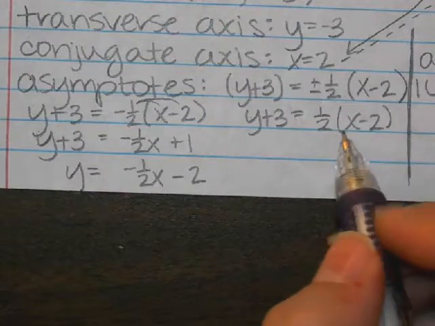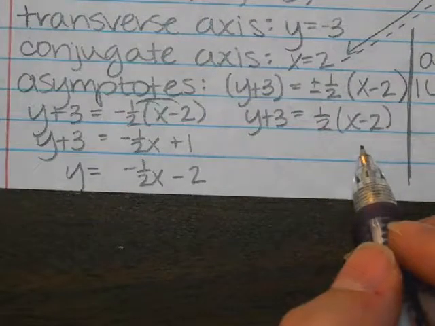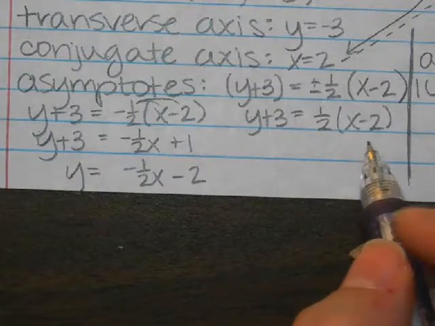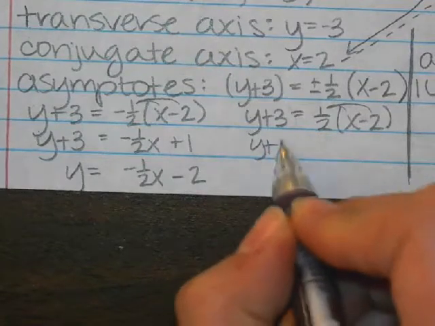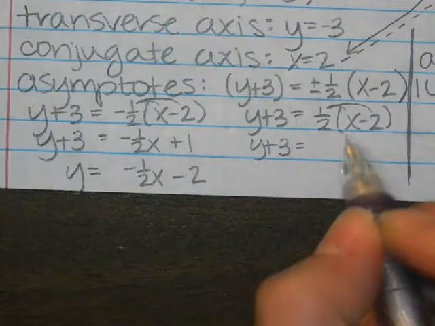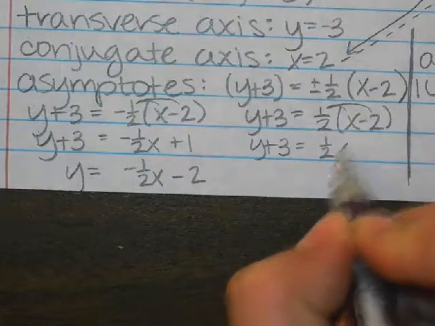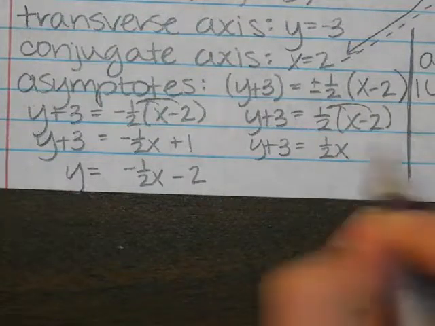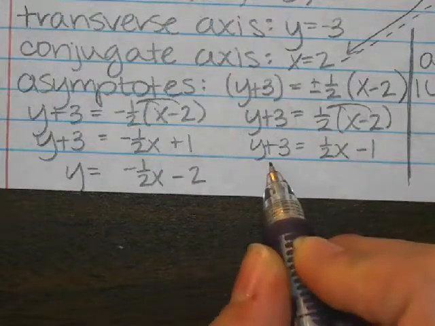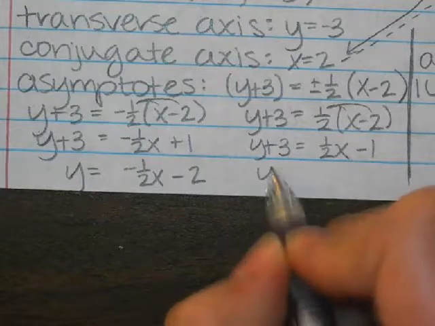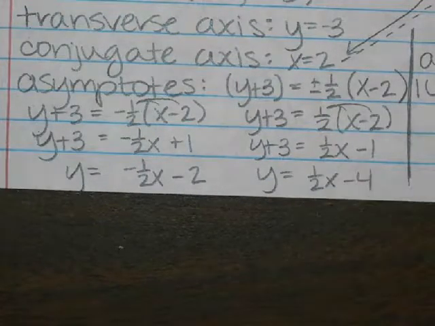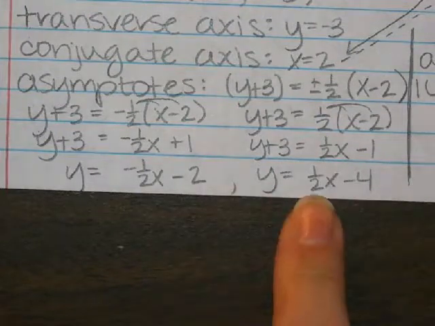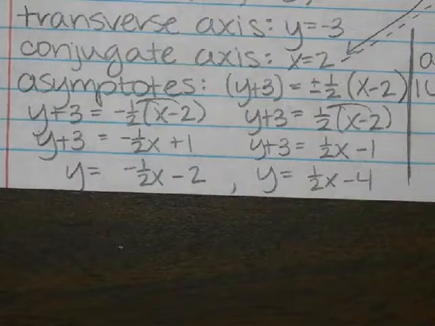All right, then what do we do? Same thing over here. So y plus 3 equals 1/2 x minus 1. Okay, what do we do with the 3? Subtract it. y equals 1/2 x minus 4. Okay, so there's our two asymptotes: negative 1/2 x minus 2, positive 1/2 x minus 4.